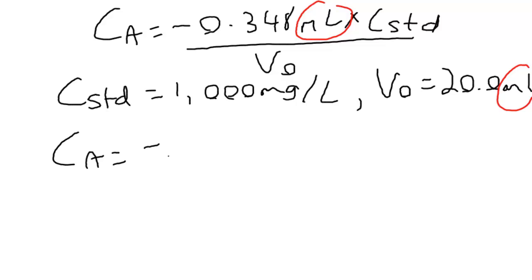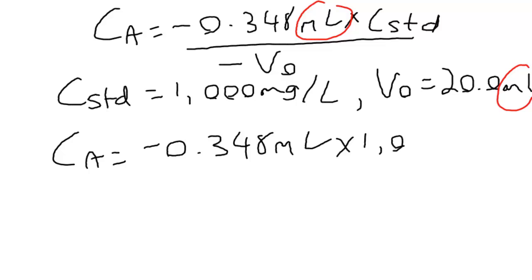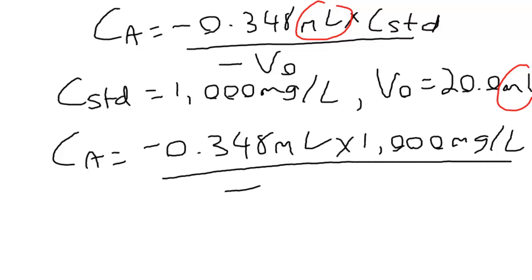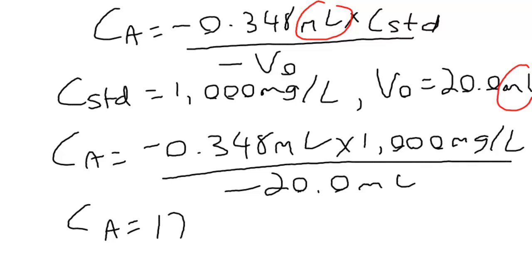Oh, I forgot the negative. Remember, in the equation there's a negative, so these two negatives are going to cancel out. So 0.348 milliliters times 1000 milligrams per liter divided by negative 20 milliliters. Milliliters cancel out, we get milligrams per liter, and so our answer in this case is 17.4 milligrams per liter.